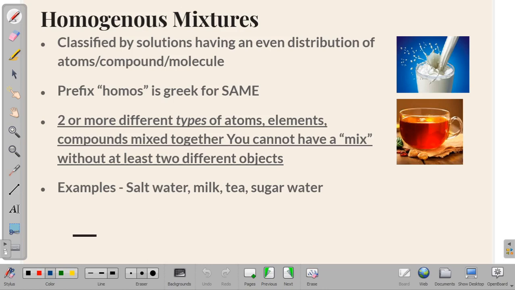What's some of the stuff that's in milk? What's in milk? What's some of the ingredients for milk? Protein. There's proteins in there. Calcium. Absolutely. Water. There's sugar in there.